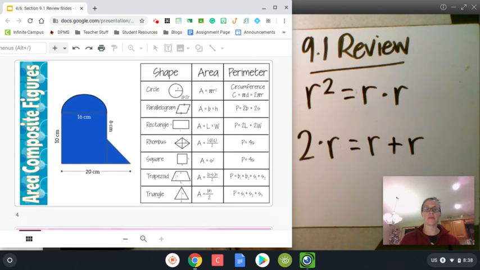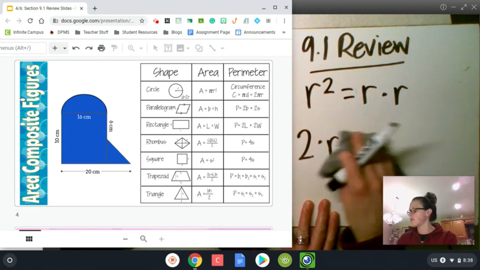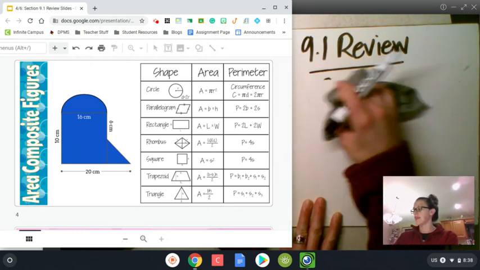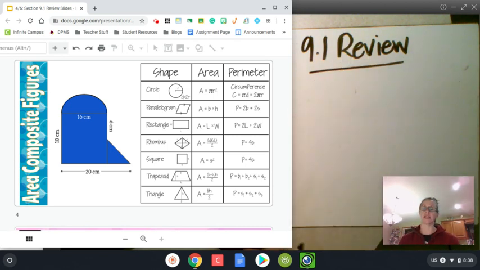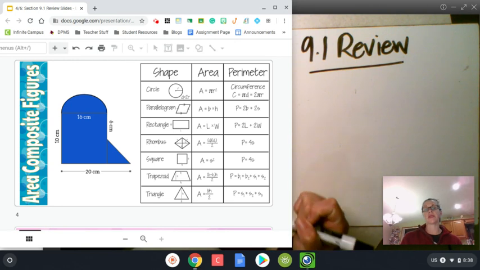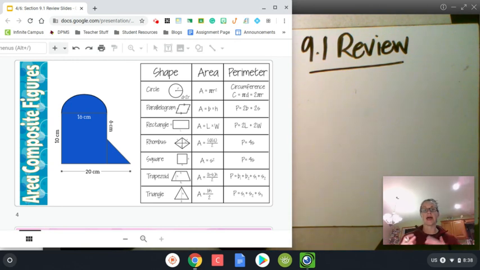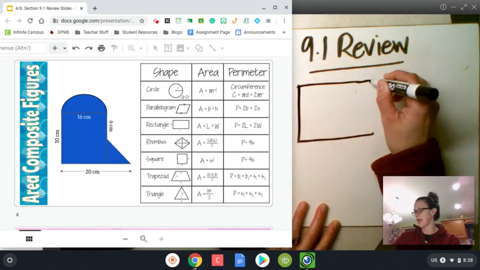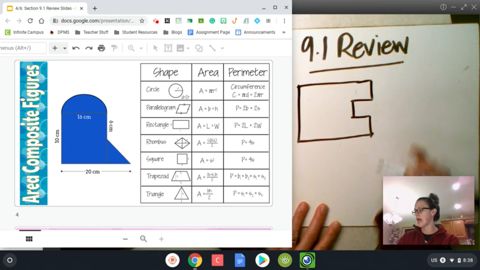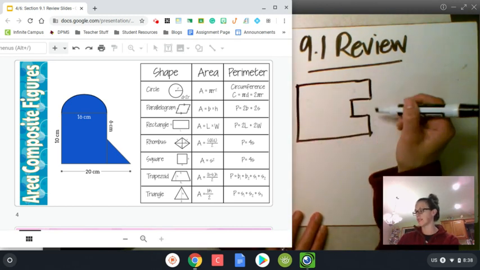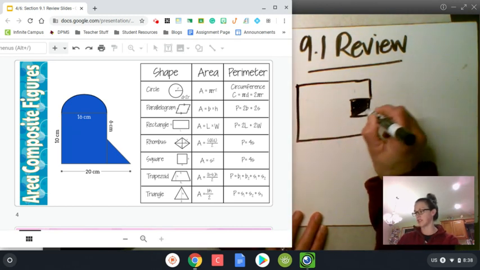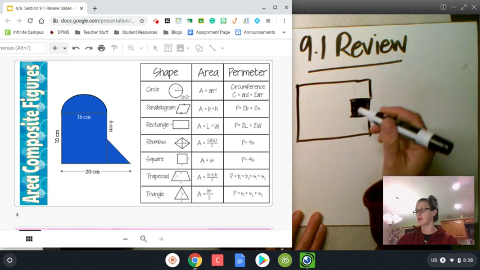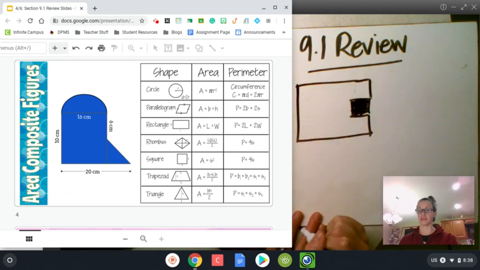Lastly, the area of our composite shapes. Anytime we have a composite shape, we want to find the area of each individual smaller figure and then add them up. One thing to remember is sometimes our figures could be something that we could add and then take off. For example, if I had a shape like this and I had a missing piece, I might find the area of the whole rectangle and then subtract out this missing piece. That's okay. So you find the whole area and then subtract the missing piece.